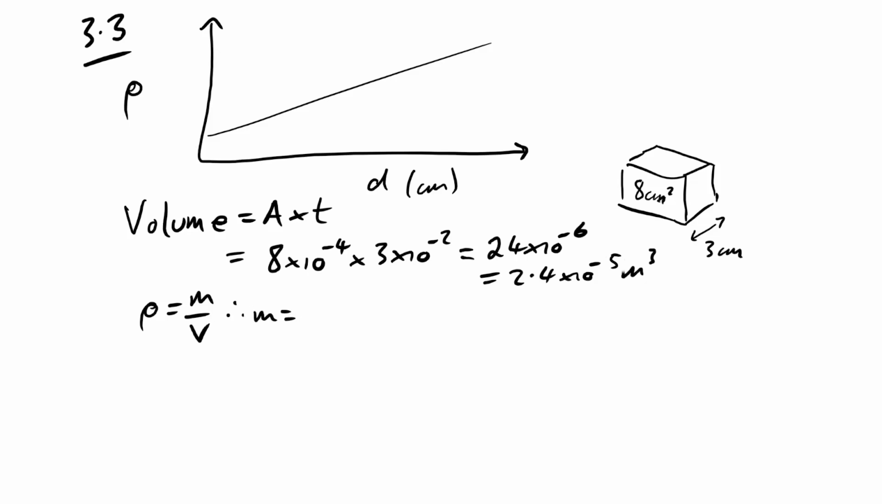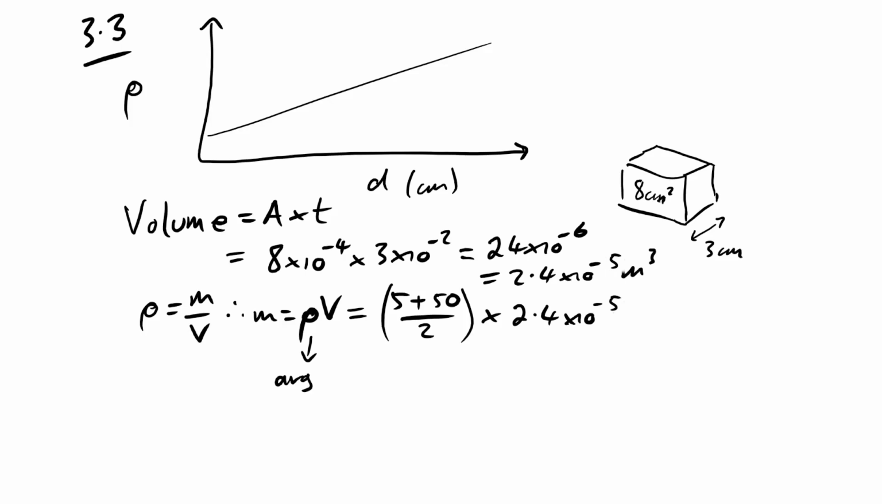So mass is equal to density times volume. But what density are we going to use? I guess we could just find the average density. That's what they say anyway. So it starts off at 5, ends up at 50, and then we'll divide that by 2. That's the average density. I hate this question, it sucks. Then times that by the volume, and that gives us 6.6 times 10 to the minus 4.